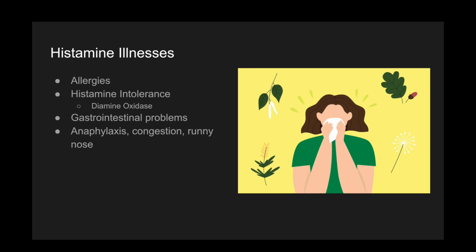You could also have a histamine intolerance, which is caused by a lack of diamine oxidase, which is the enzyme that normally breaks down histamine. And that also leads to high histamine concentration in your blood. As such, you're going to have gastrointestinal problems because you're going to keep creating stomach acid, but you're also going to have real problems like congestion and runny nose.